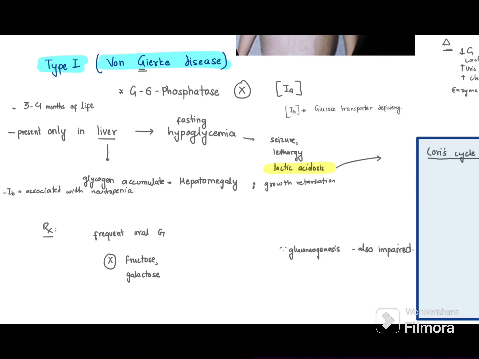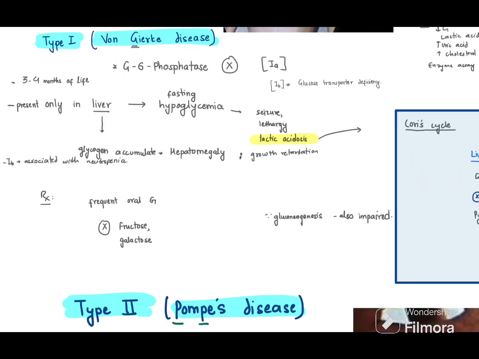1A is enzyme deficiency and 1B is glucose transporter deficiency, and it presents at 3 to 4 months of life. Glucose 6 phosphatase is an enzyme present only in the liver, right? In this condition it is absent, so the liver cannot contribute to the blood glucose level in the circulation, because the glucose 6 phosphate formed cannot be converted to glucose and liberated to the circulation, due to which there will be fasting hypoglycemia.